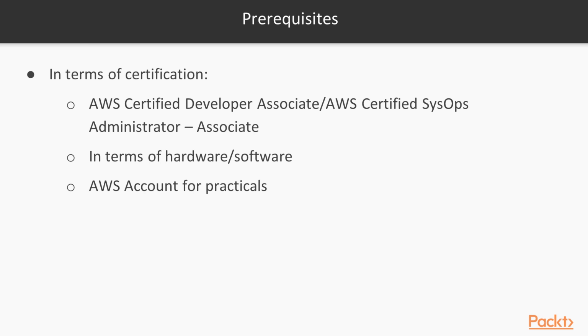Now, there are certain prerequisites that you should know before you can register for the exam. In terms of certification, AWS mandates that any candidates who plan to take this certification should have the AWS Certified Developer Associate or AWS Certified SysOps Administrator Associate certification. Along with that, for better learnability, it is recommended that the candidates should have an AWS account so that they can follow along with the practicals that we'll be discussing throughout this course.